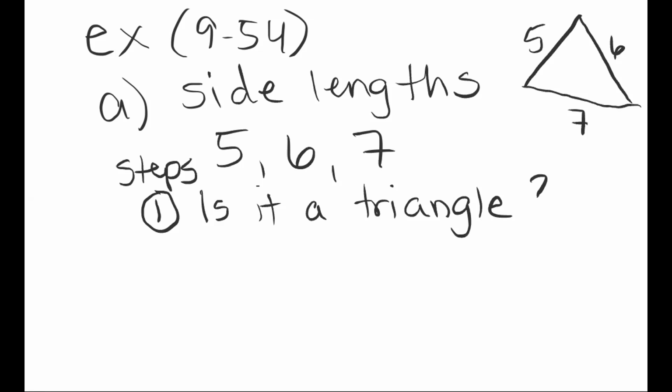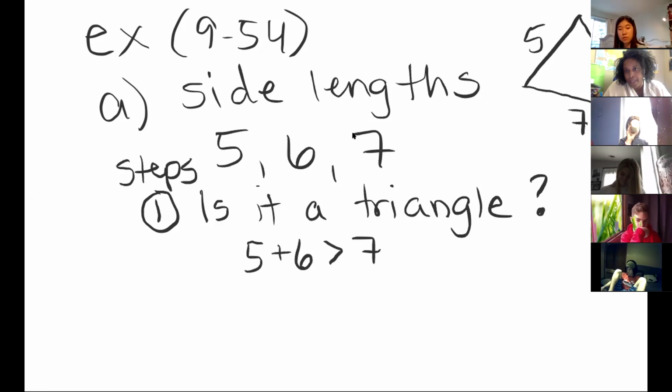In order for you to do this, if you haven't looked at this lesson, you take the first two and you add them, and they have to be greater than the third side length. So 5 plus 6 has to be greater than 7 for it to be a triangle. Is 5 plus 6 greater than 7? Yes, good. I see some thumbs up. Thank you for those of you that are participating, it's super helpful for me.